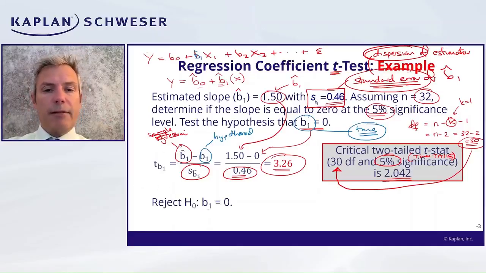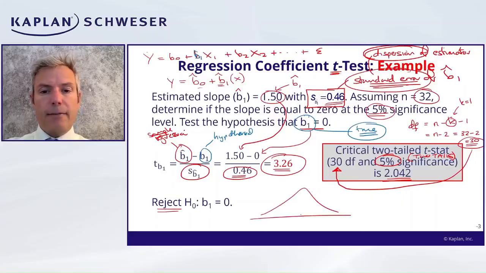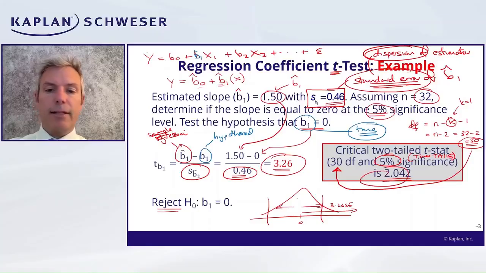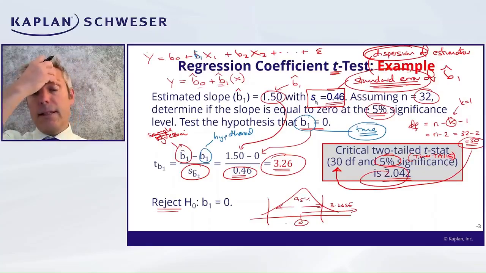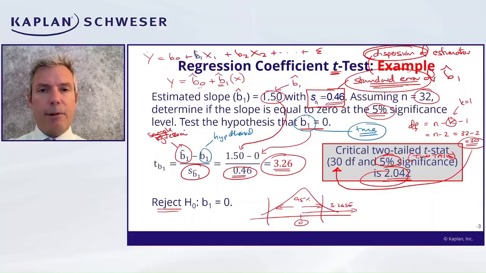The true B1 is actually 0. We reject it because we've seen something that is too far away from our hypothesized value of 0. It's 3.26 standard errors away, when actually we're not willing to observe something that's more than 2.042 standard errors away, because that's what we'd see 95% under that null assumption. So that's another example of a hypothesis test there.